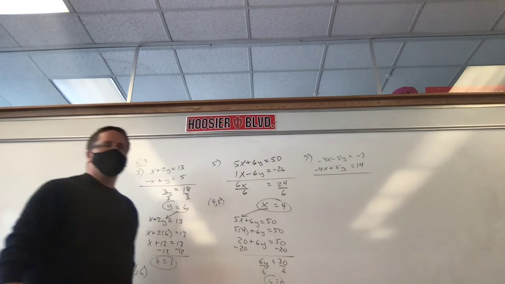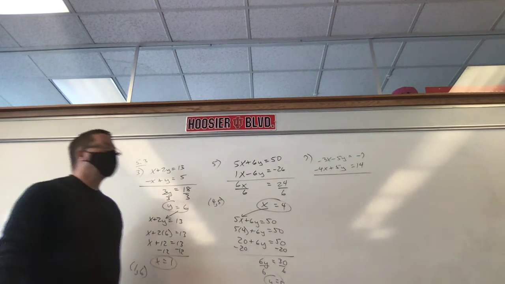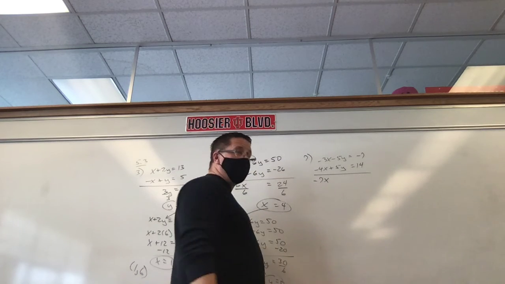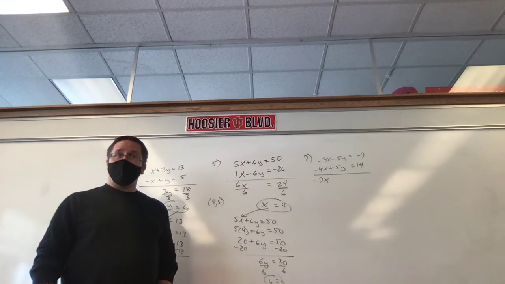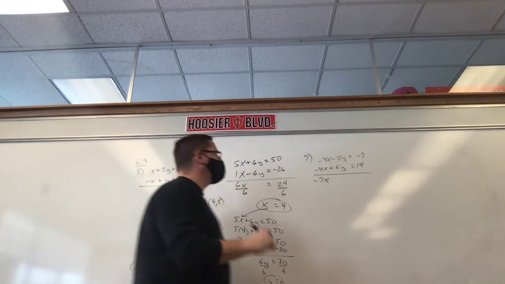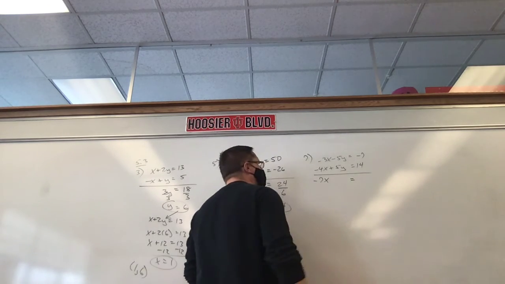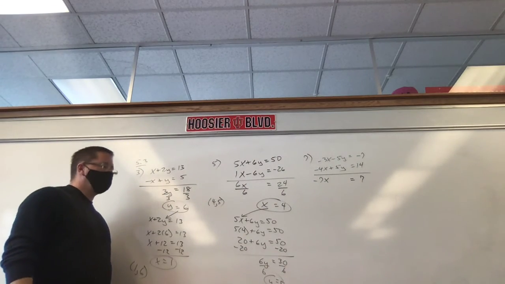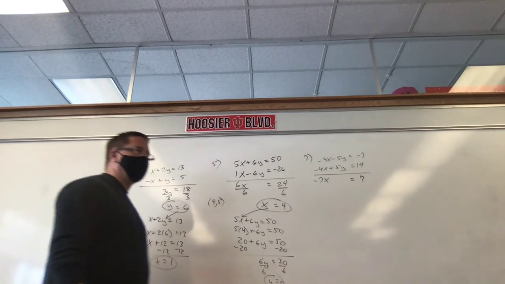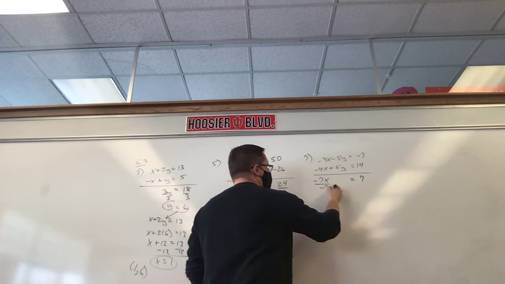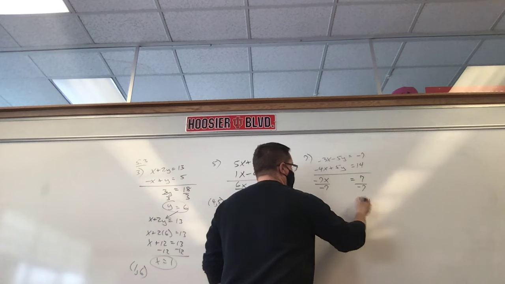How many x's are we going to have? Negative 7x. How many y's? None, so don't put anything. Equals negative 7 plus 14, which is 7. Now what? Divide by negative 7. X equals negative 1.